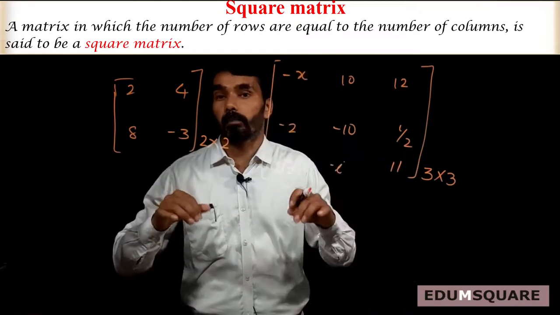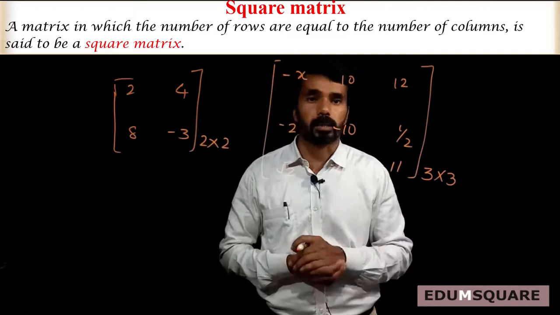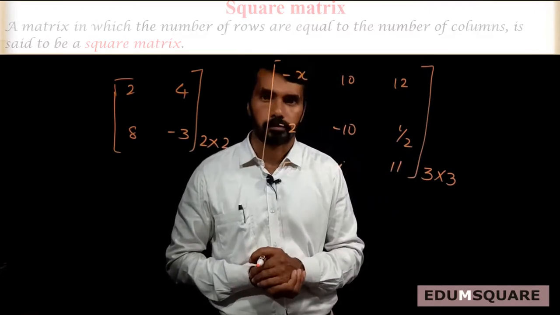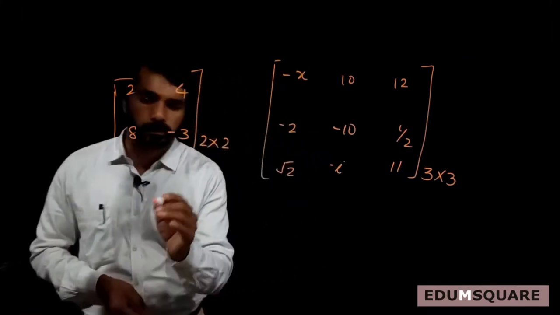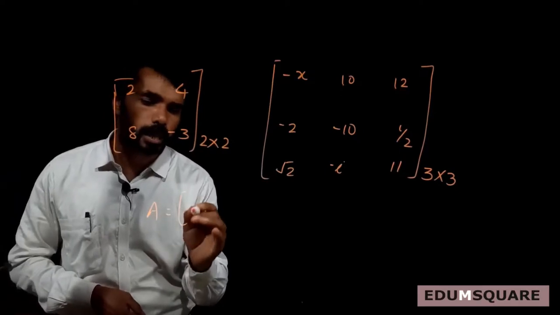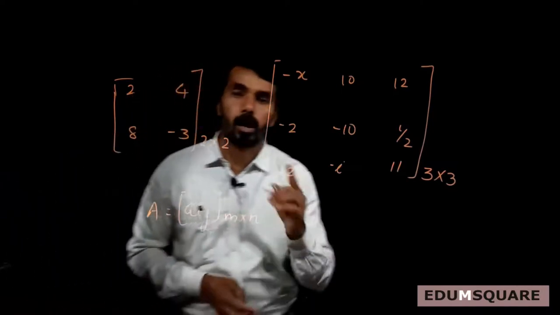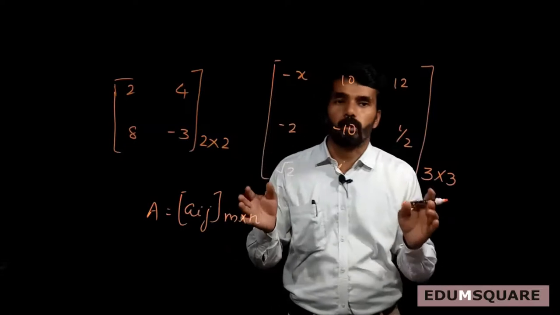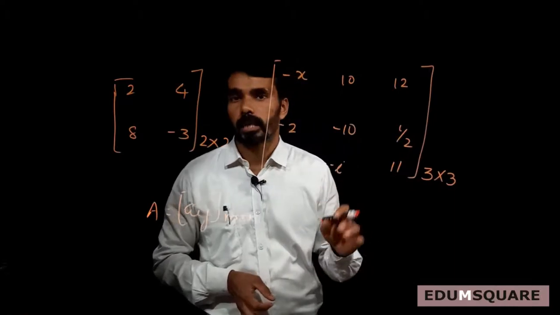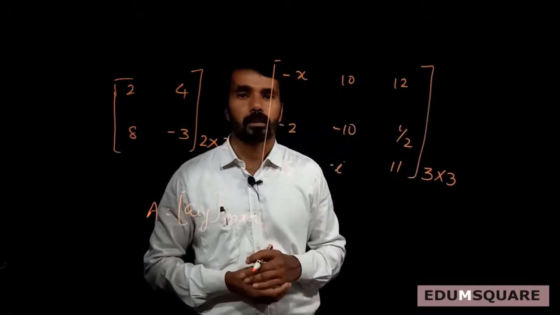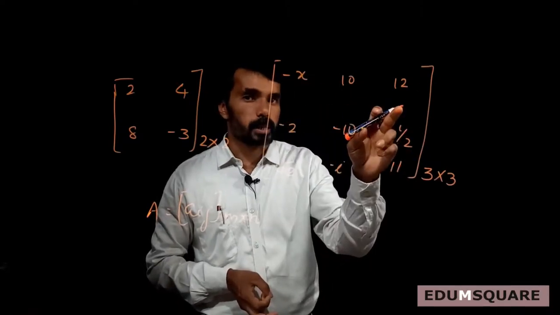That is, an m by n matrix is said to be a square matrix if m is equal to n. Okay, let us just generalize this. That is, if A is equal to Aij of order m by m, it is called a square matrix of order m by m. Since here the number of rows and the number of columns are equal, let us say that this matrix is a square matrix of order 3.